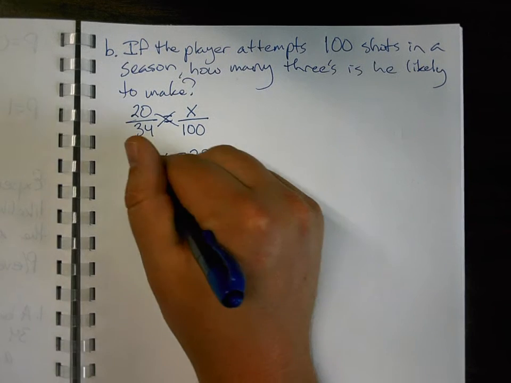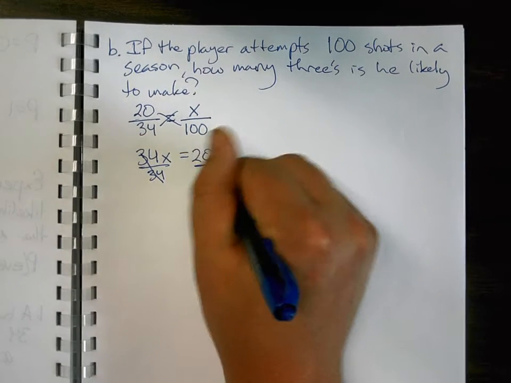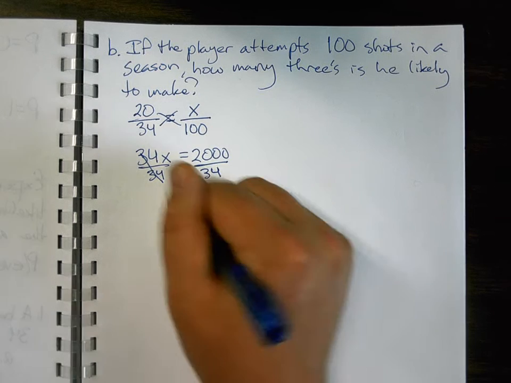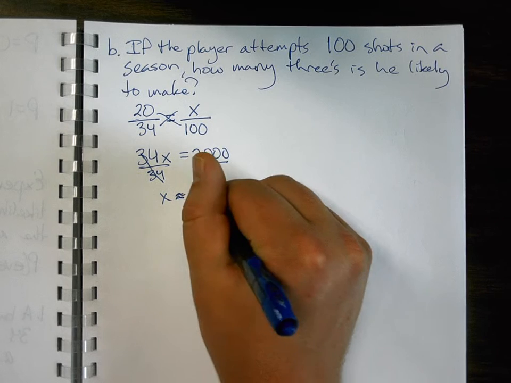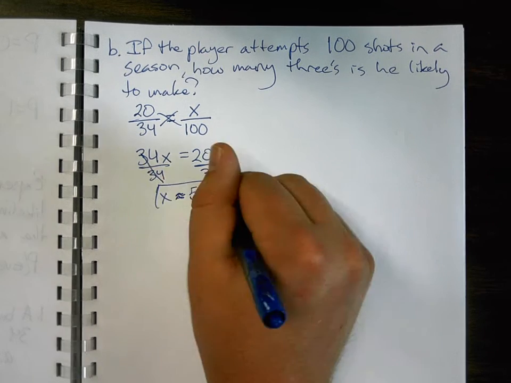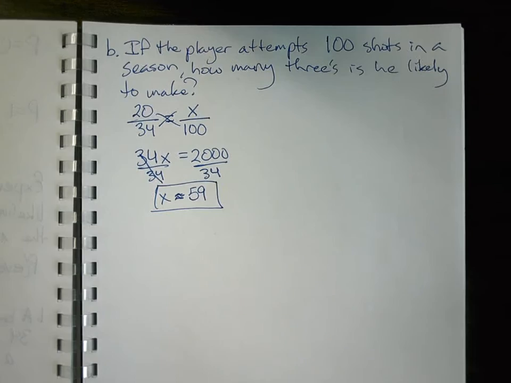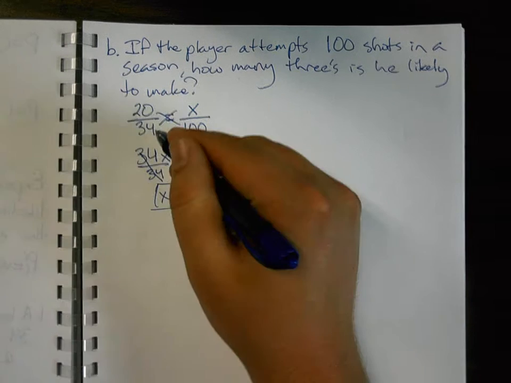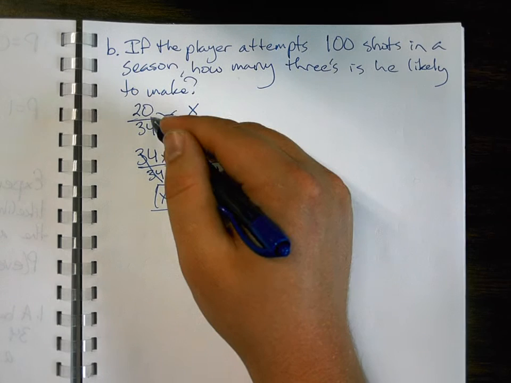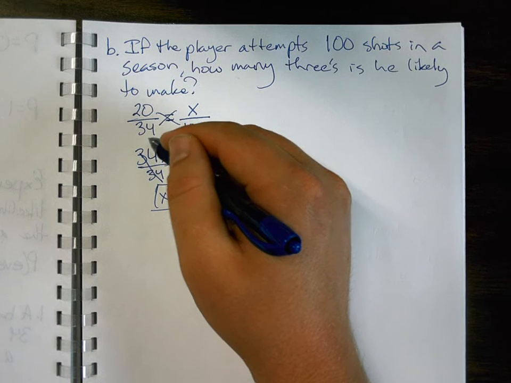Then you divide by 34. You plug that into your calculator. And you get that X is approximately, if you're rounding to the whole number, so you're rounding to the nearest shot, it's approximately 59. So that means that if the player attempts 100 shots in a season, a good guess is that he's going to make 59 of those 100 shots. Because every time he attempts 34 shots, he makes 20.